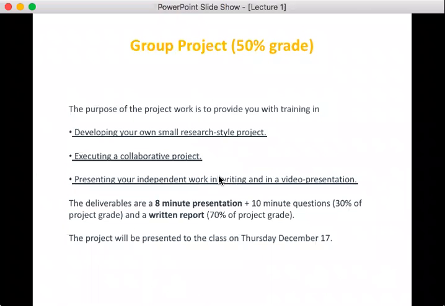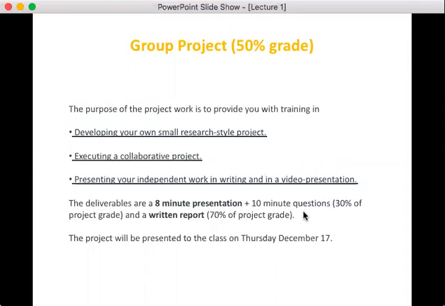The group project will be 50%, the other 50% of the grade. And the objective here is to develop a research-style project, but also to work in a group in a semi-realistic situation like you will find in actual research or in a job, and to present your work, both in writing and with a video presentation.